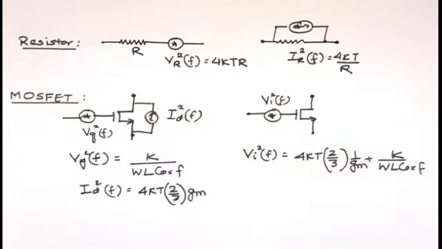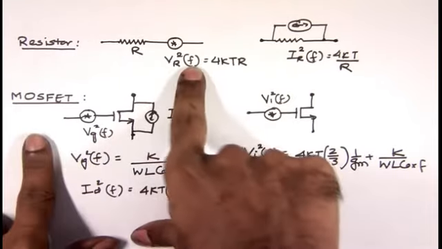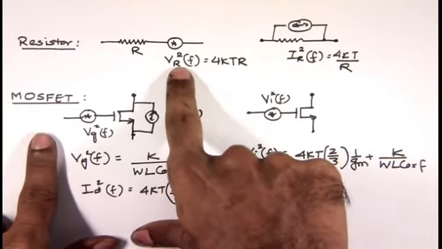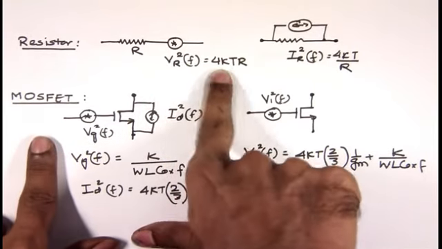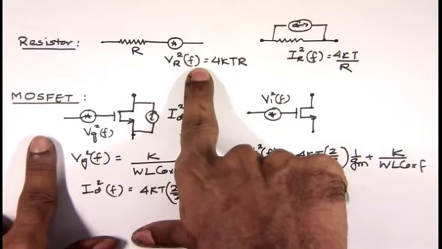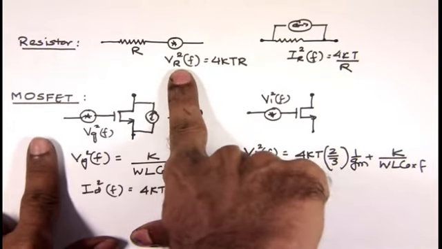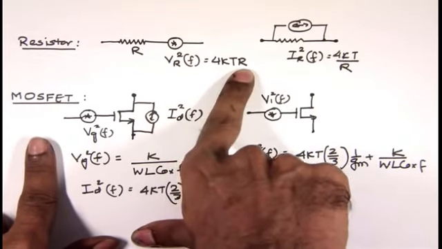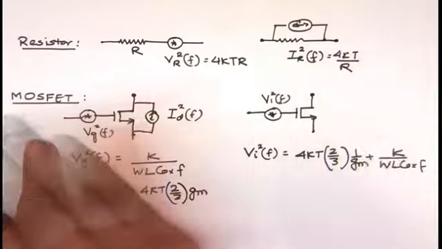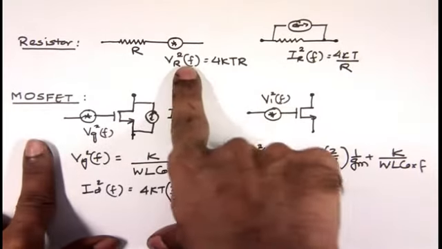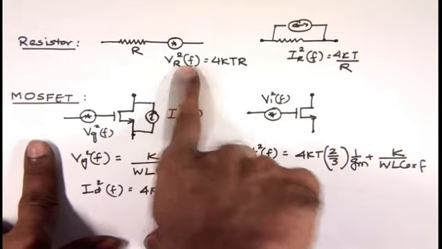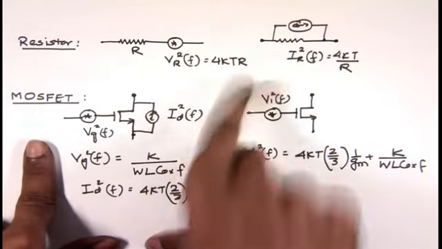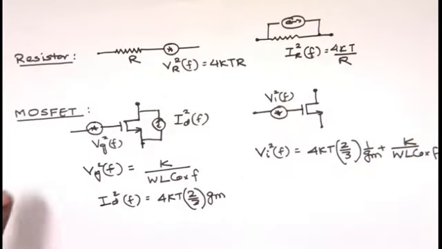A resistor has a thermal noise, and the source of the thermal noise is the random motion of the electrons, thermally excited electrons, and that gives us an equivalent noise voltage or the spectral density of the noise voltage as 4kTR. So this is Vr square of f, that is the noise power spectral density as a function of frequency f for a resistor is 4kTR. That means it is a white noise, it is independent of frequency. For all frequencies, the power spectral density of the noise of a resistor is 4kTR, flat spectrum. For all frequencies, you have the same energy content.